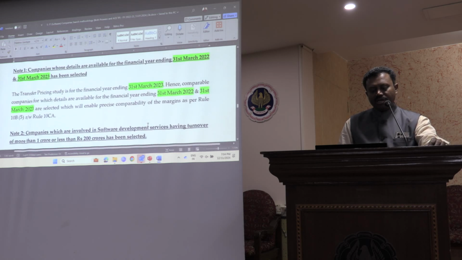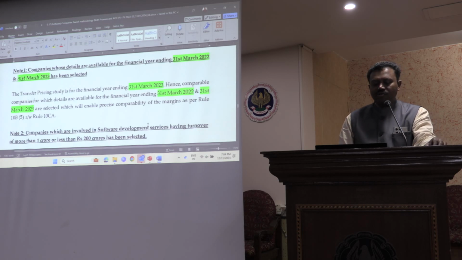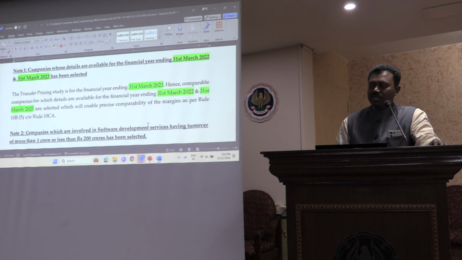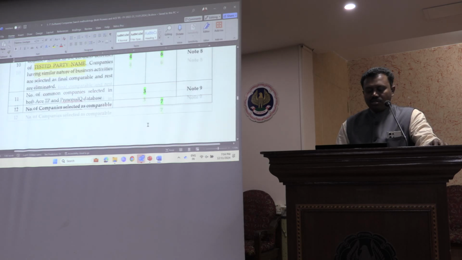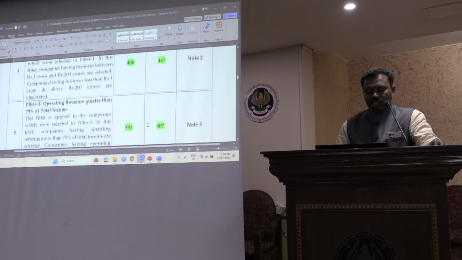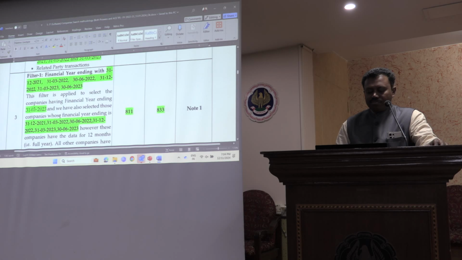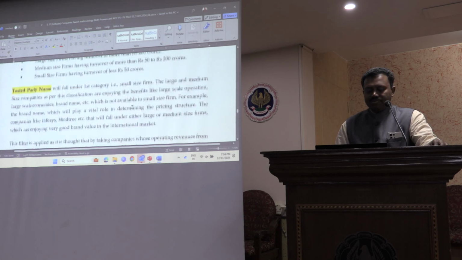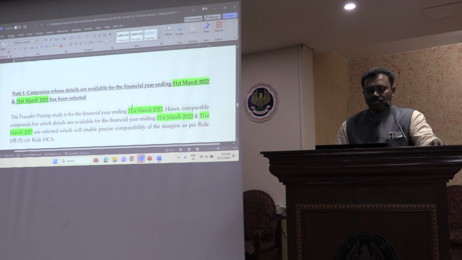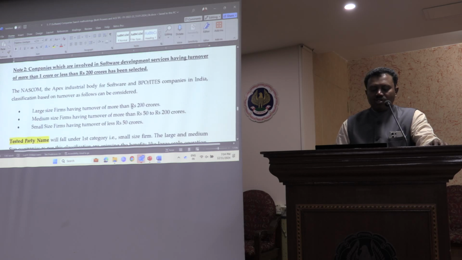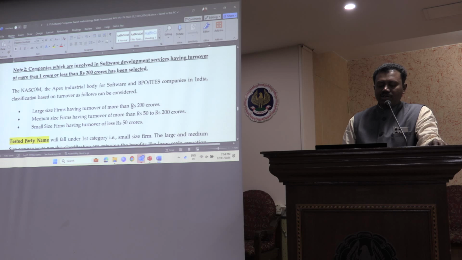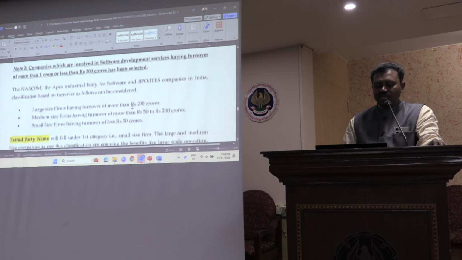Companies whose details are available for financial year ending 31st March 22 and March 23 have been selected. That is, this note 1 is for this. We took all this, but finally what did we take? Companies which are involved in software development services having turnover of more than 1 crore and less than 200 crores have been selected. Why is that?